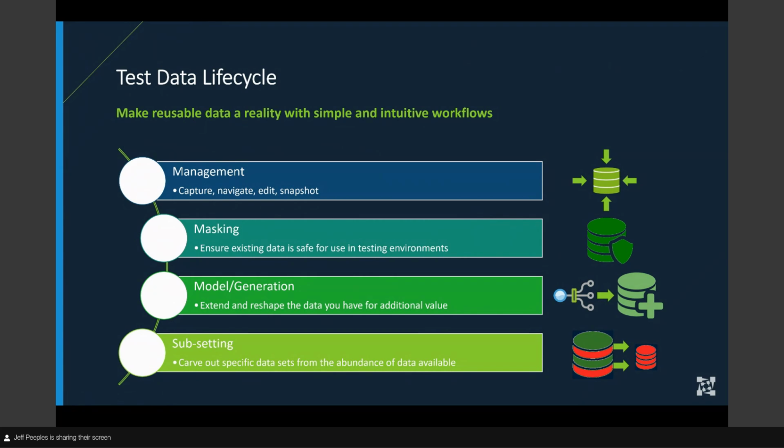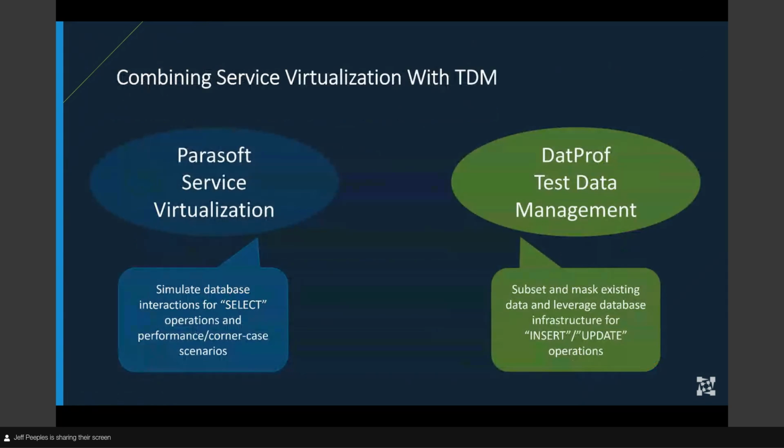We can then move on as we capture and then ensure that it's safe for use in our testing environment. We then go beyond that by looking at the shape of the data, understanding the relationships and the constraints, and then generating additional value. And from that, we then carve out just the data that we want for our particular testing situation. And this just makes the whole challenge more approachable and intuitive.